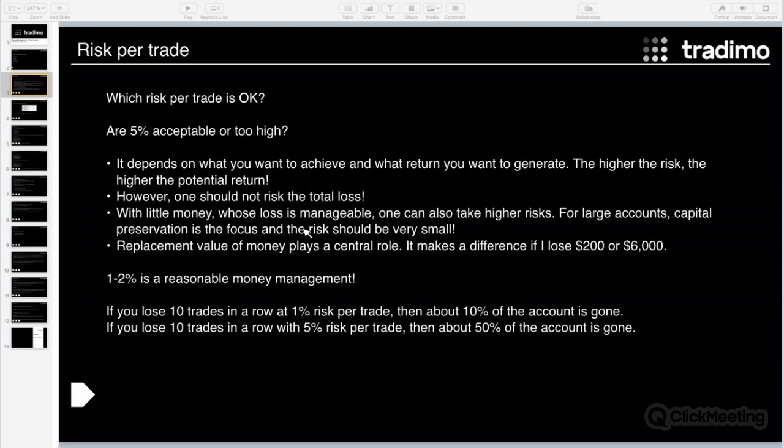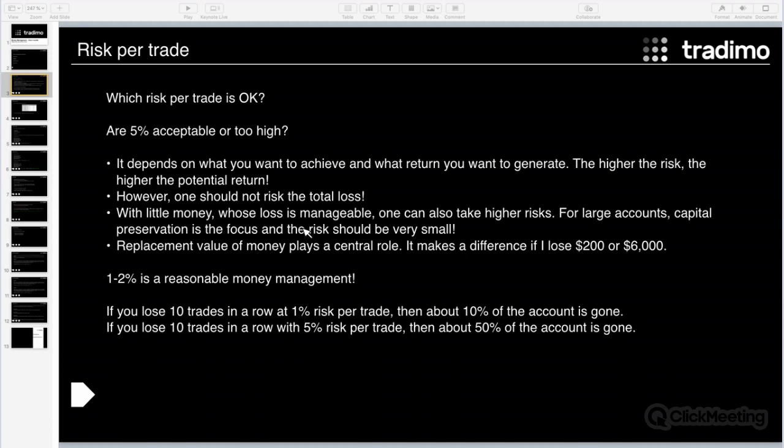So for example, you can see the last 2 sentences. If you lose 10 trades in a row, and I can tell you this happens from time to time, even 20 trades in a row can be a loser. So this is not a fairy tale. These things happen, I can tell you. And if you only risk 1% in this kind of drawdown, then you are losing only about 10% of the trading account. And this is okay. But if you lose 10 trades in a row with a risk of 5% per trade, then you are losing about 50% of your trading account.